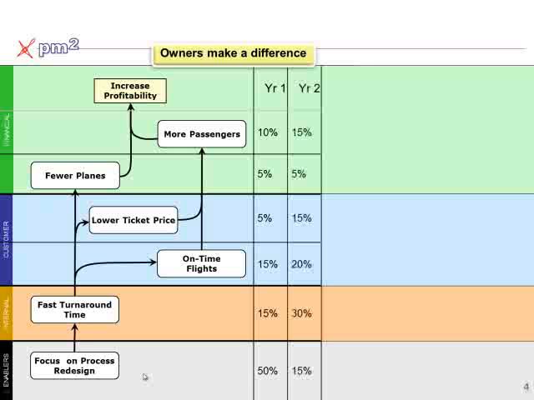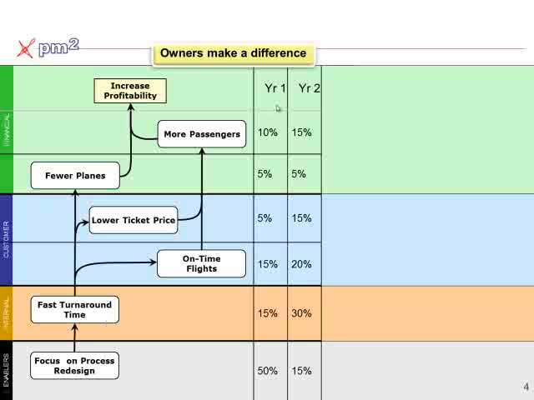By year two, the weighting is going to reduce from, say, 50% down to 15%, and the additional weighting is going to shift up here to begin seeing some operational benefits from the training. By year two, we should be able to see faster turnaround time and more on-time flights.